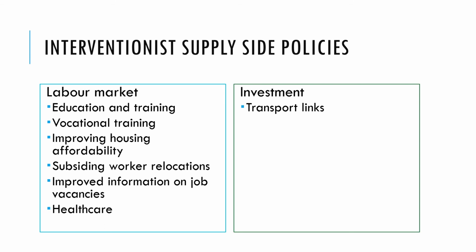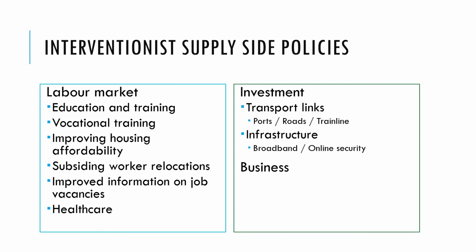Businesses can then take advantage of these improved transport links and infrastructure to increase their scale of production. Examples would be ports, roads, trains. Similarly, things like broadband and online security would enable businesses to thrive and enable them to produce more.